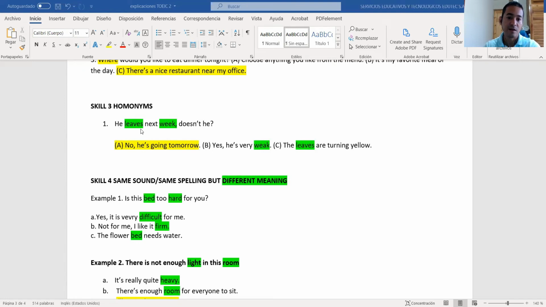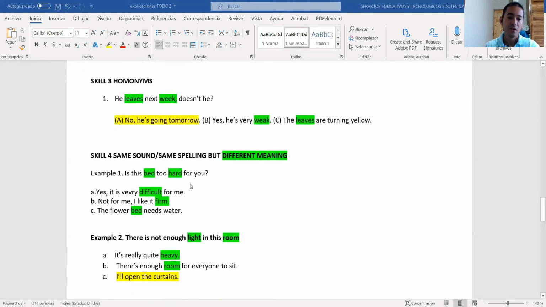He leaves next week, doesn't he? And you will hear, no, he's going tomorrow. Yes, he's very weak. So you see here, the person is using a word that sounds the same, but it has a different meaning. The leaves are turning yellow. So the same sound, it's a homonym, but the context is different here. And for today, I will provide a similar strategy. The word has the same sound or the same spelling, but it has a different meaning.